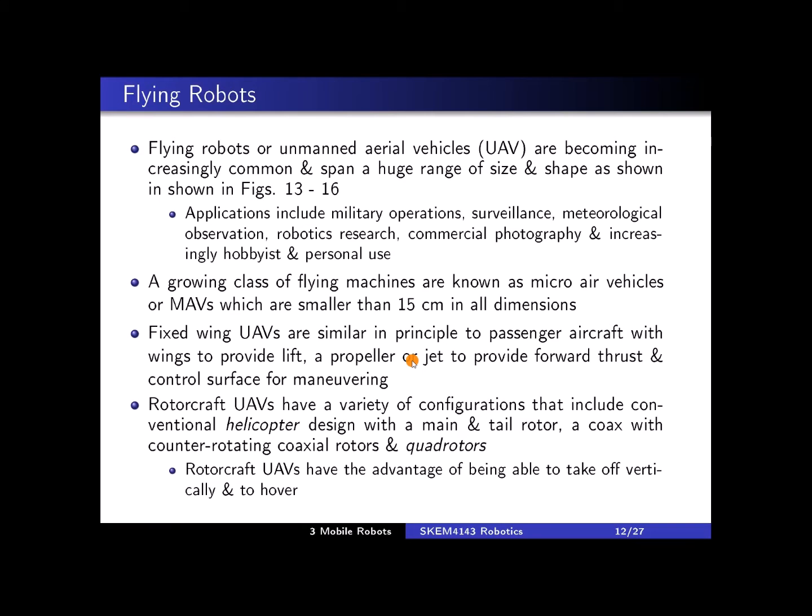Let's talk about flying robots. This is the topic that is part of Chapter 3, Mobile Robots. Flying robots or unmanned aerial vehicles, UAV, are becoming increasingly common and span a huge range of size and shape as shown in figures 13 to 16. Applications include military operations, surveillance, meteorological observation, robotics research, commercial photography, and increasingly hobbyist and personal use.